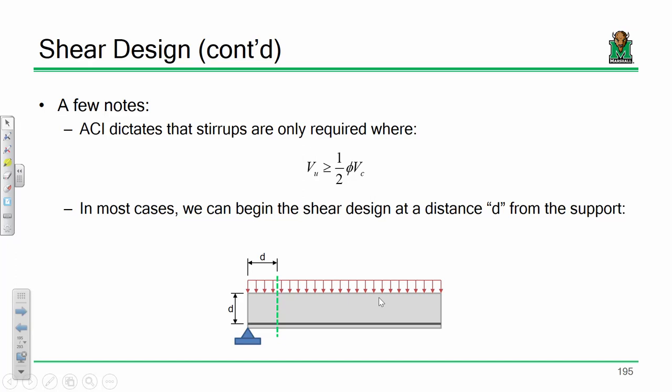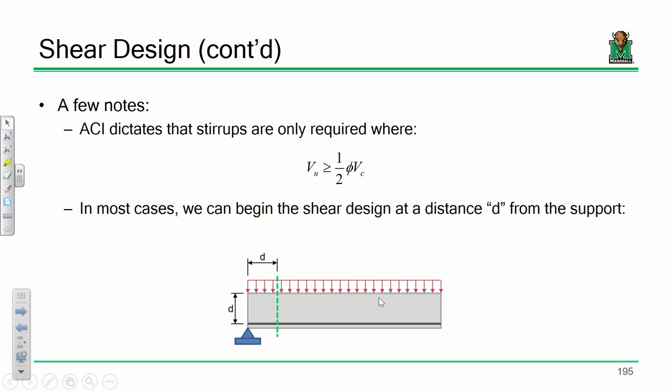Anywhere that the shear is larger than half of phi V_c, well, that might not seem to make a lot of sense if you think about it. What if the shear capacity is just V_c? What if we have a really low shear and the concrete by itself has enough strength? Do we really need stirrups in those regions? Actually, yeah. What the code says is, I don't really care what's going on. There might be regions where the concrete is strong enough by itself, but you still have to provide some measure of stirrups, okay?